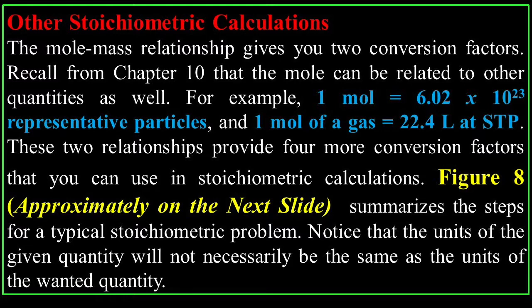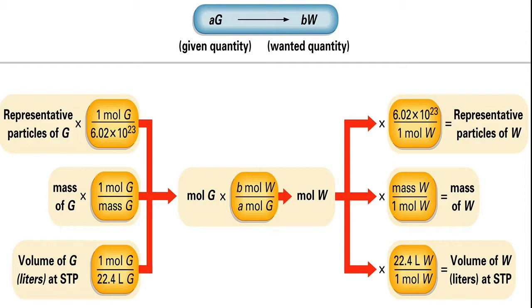Notice that the units of the given quantity will not necessarily be the same as the units of the wanted quantity. Now, understand this. This is not the way I do things. It's a little bit complicated, and you lose sight of the chemistry involved. You can do it this way, and the ratio conversions I do the same. But notice that the central aspect of this is the moles.